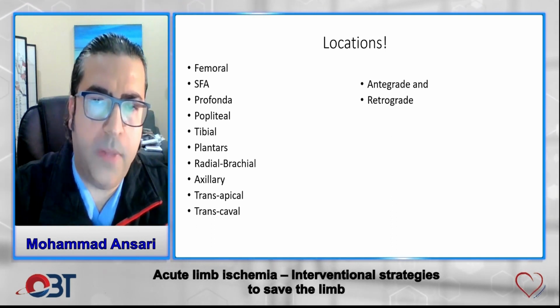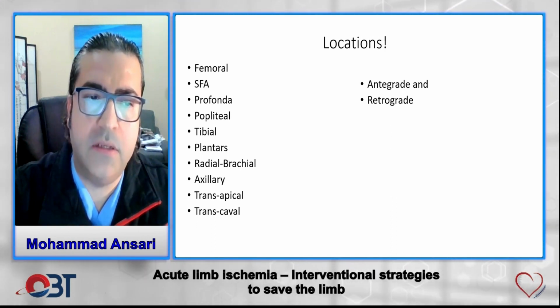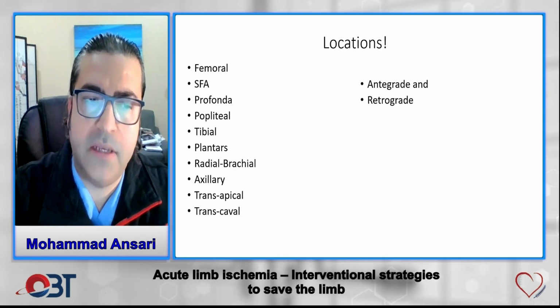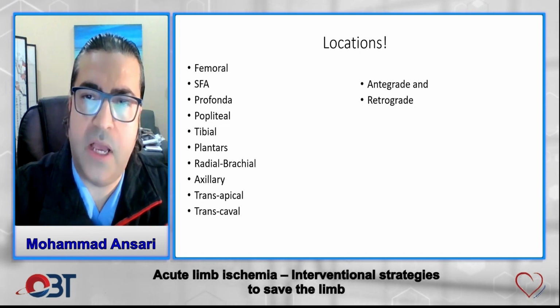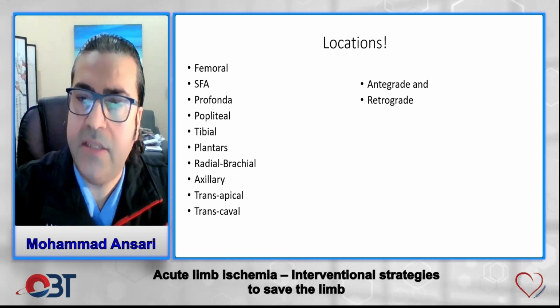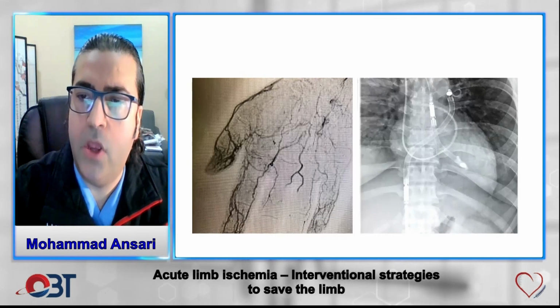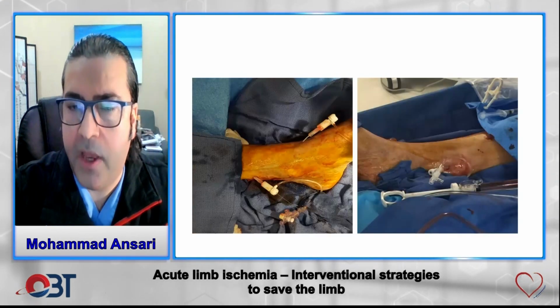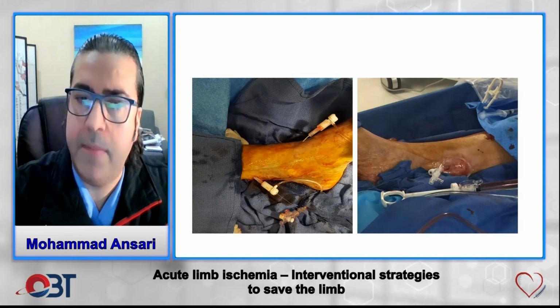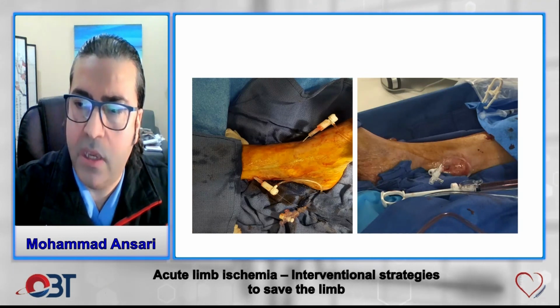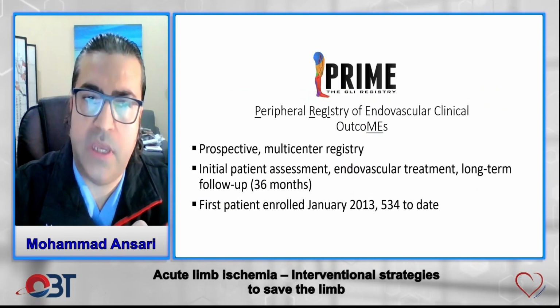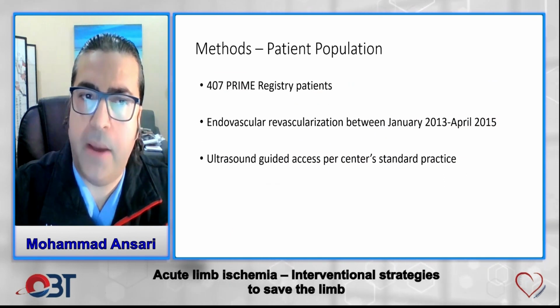Dr. Zakir just talked about multiple tibial, plantar vessels, radial, brachial access, axillary access, transapical, transcaval, antegrade, retrograde. These are the accesses that we have done in cases of peripheral arterial disease dilemmas, and multiple vessels at the same site we have been able to access for both acute and critical limb ischemia. We have data from the PRIME registry.